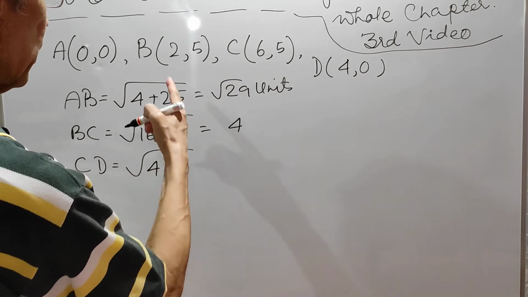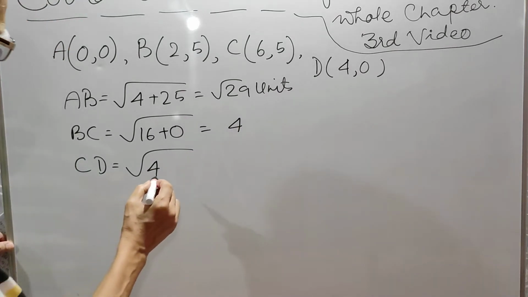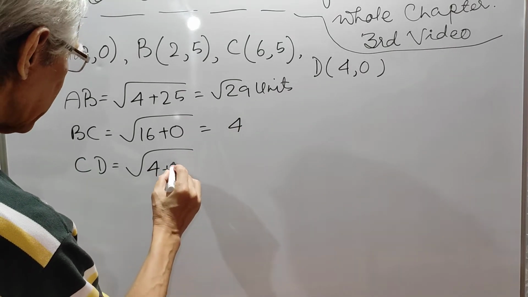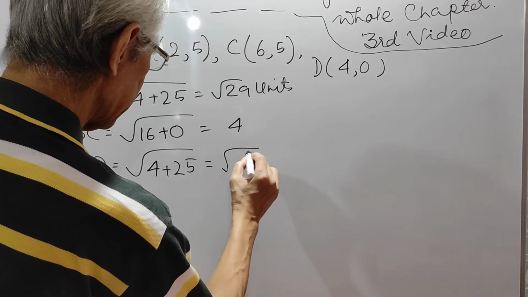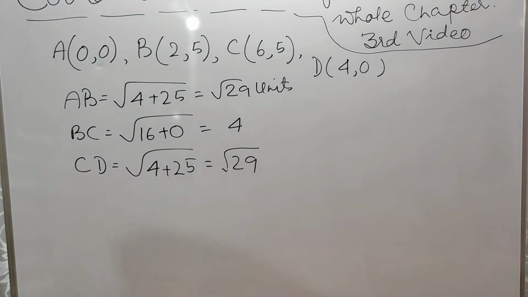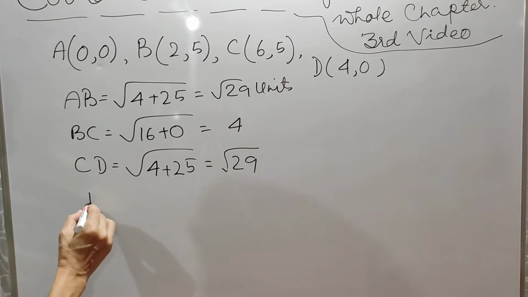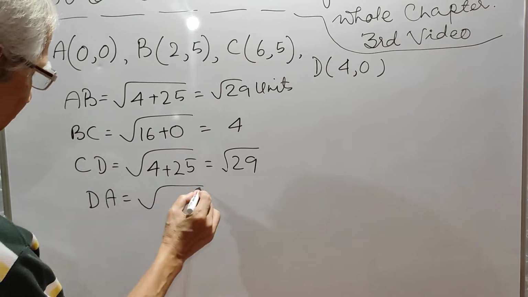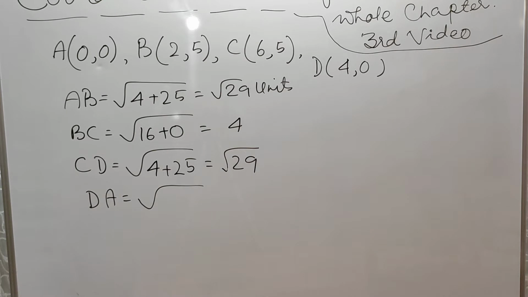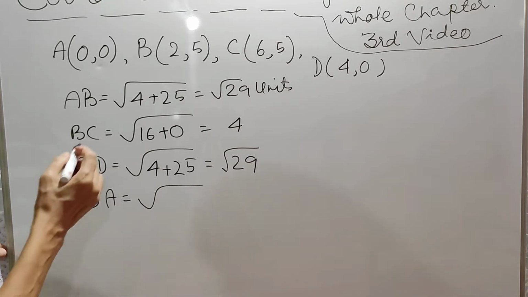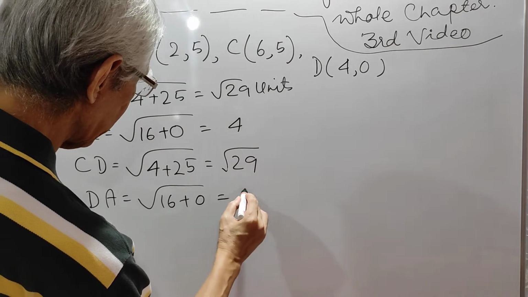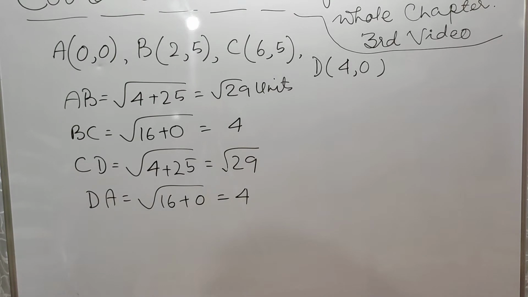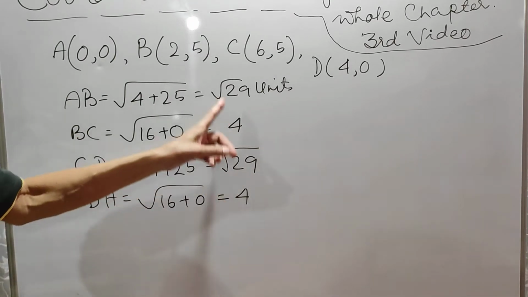Then CD is what? 6 minus 4, 2. 2 squared 4 plus 5 squared 25, that means root 29. Root 29, and then DA. DA will be what? 4, that is 16, 16 plus 0, that means 4. Yes, actually we got the opposite sides equal.